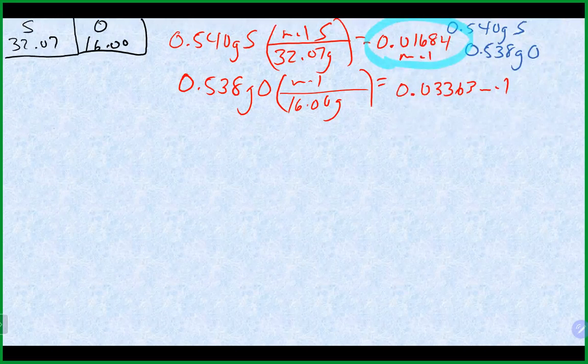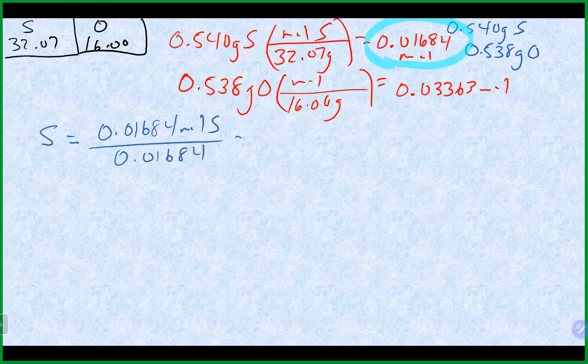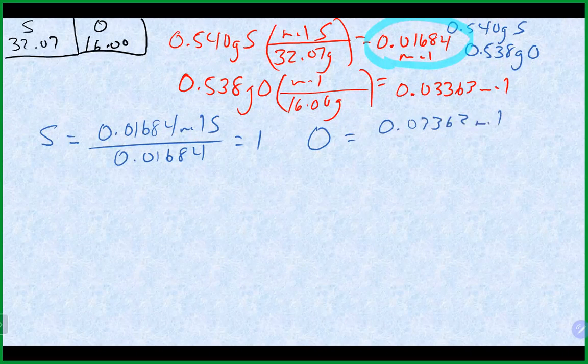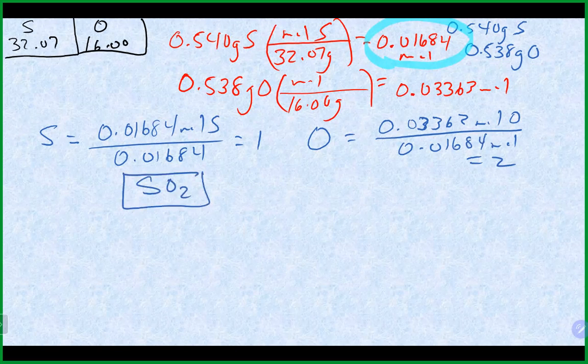So obviously for sulfur, if we take 0.01684 and divide it by 0.01684, that should equal 1. And for the oxygen, we take 0.03363 moles of oxygen divided by 0.01684. That gives us 2 in this case, I believe. And that means we did hit whole numbers. So our empirical formula here would be SO2. Any questions on that one there?